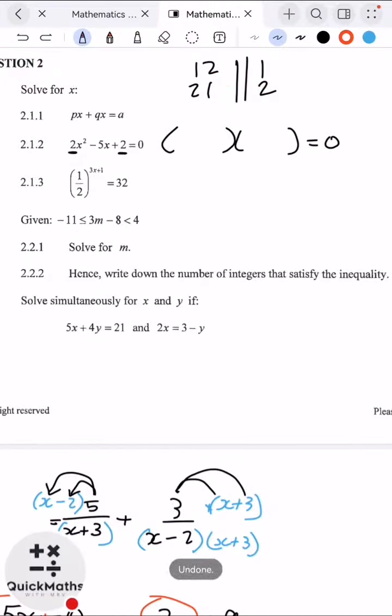I'm going to try the next one. 2 times 2 is 4. 1 times 1 is 1. Can 4 and 1 get me a minus 5? It can. I would need both of them to be negative. Okay, so those are the ones I'm going to pick. These ones and these ones.